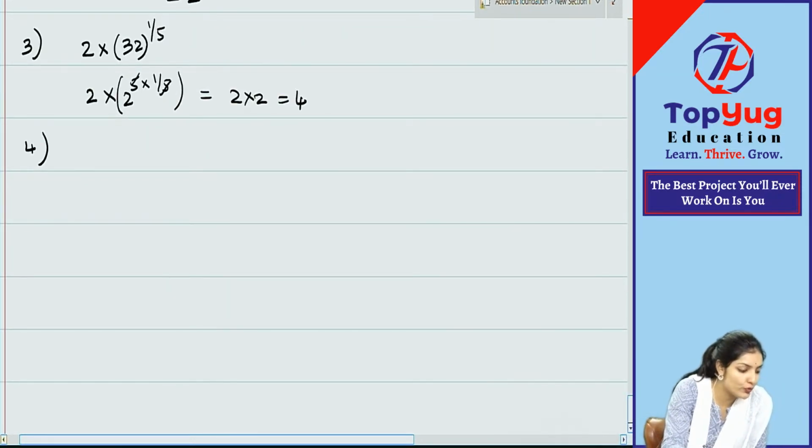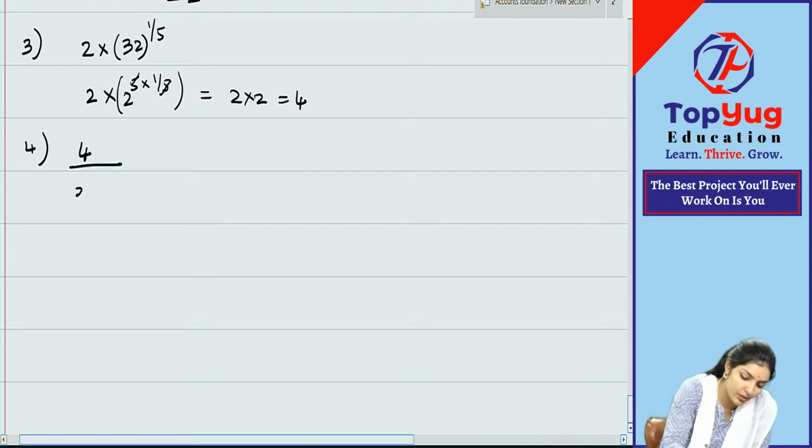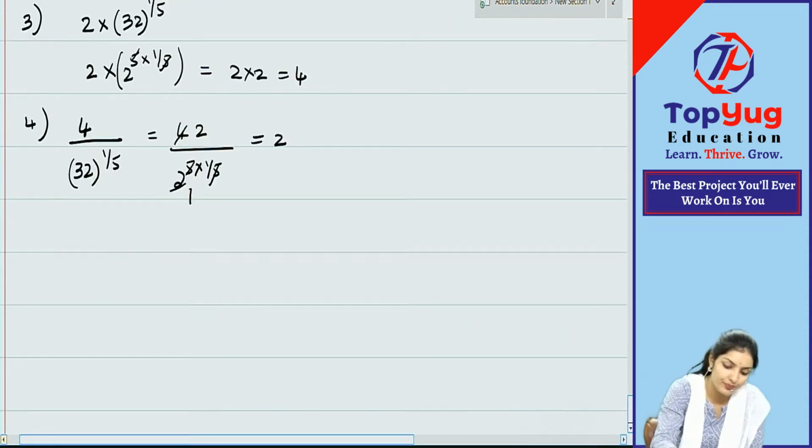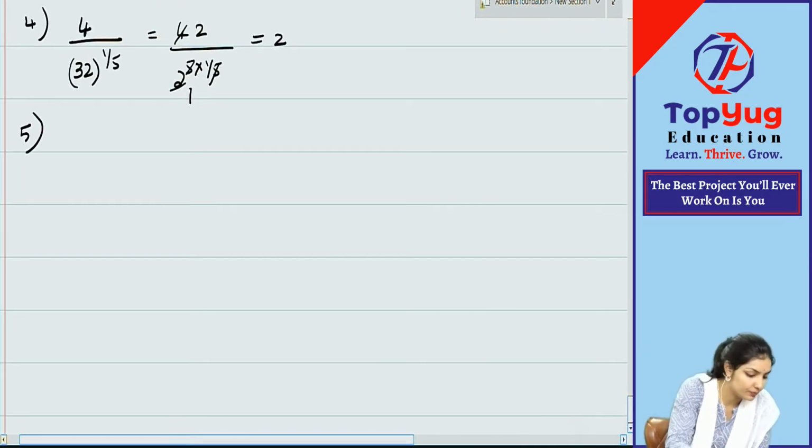The value of 4 divided by 32 to the power 1 by 5. So 4 divided by 32 to the power 1 by 5, can I write it as 2 to the power 5 into 1 by 5? The 5 gets cancelled. Now 2 ones are 2, 2 twos are 4... answer is 2. Okay. Now next, fifth one.